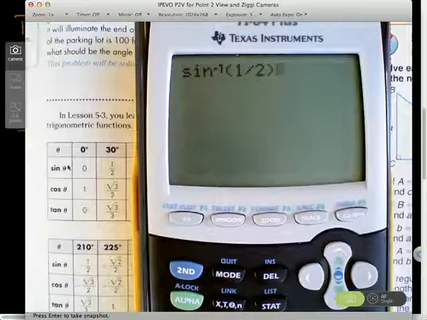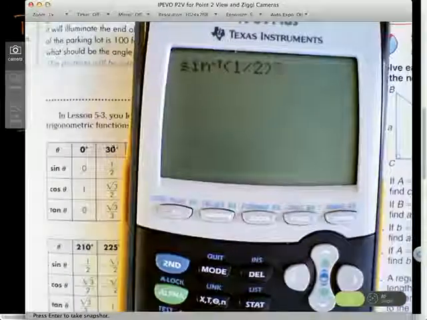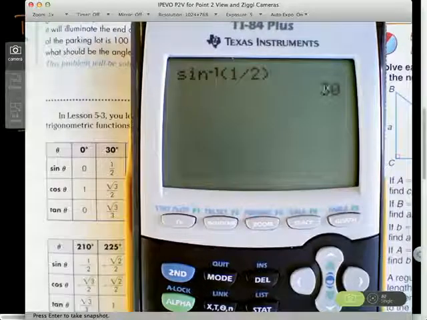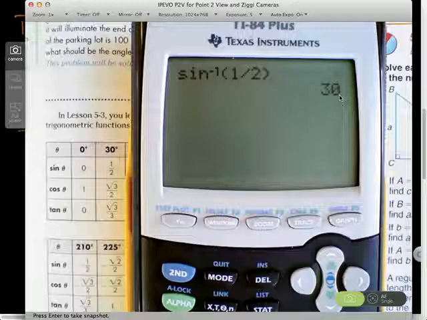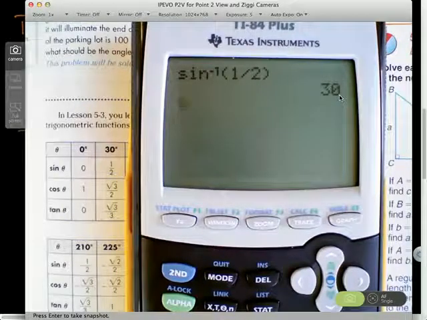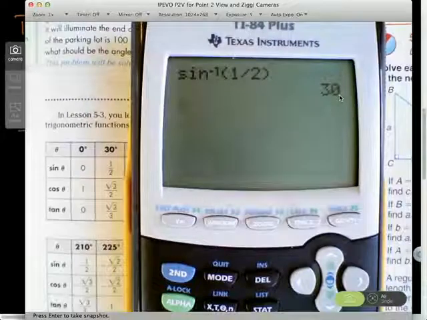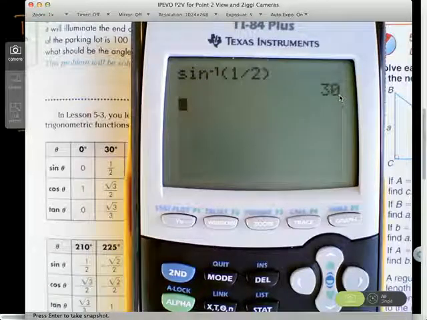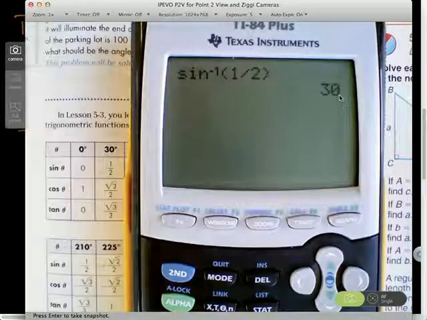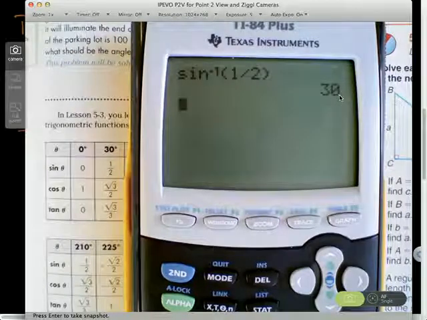It's cheating right there. It was hiding the whole time. Sine inverse of 1/2 should equal 30 degrees, and it does. Okay. Now, with inverse functions on a calculator, you still need to sometimes be smarter than that. You might need to realize that 30 degrees is not the only answer to this question.